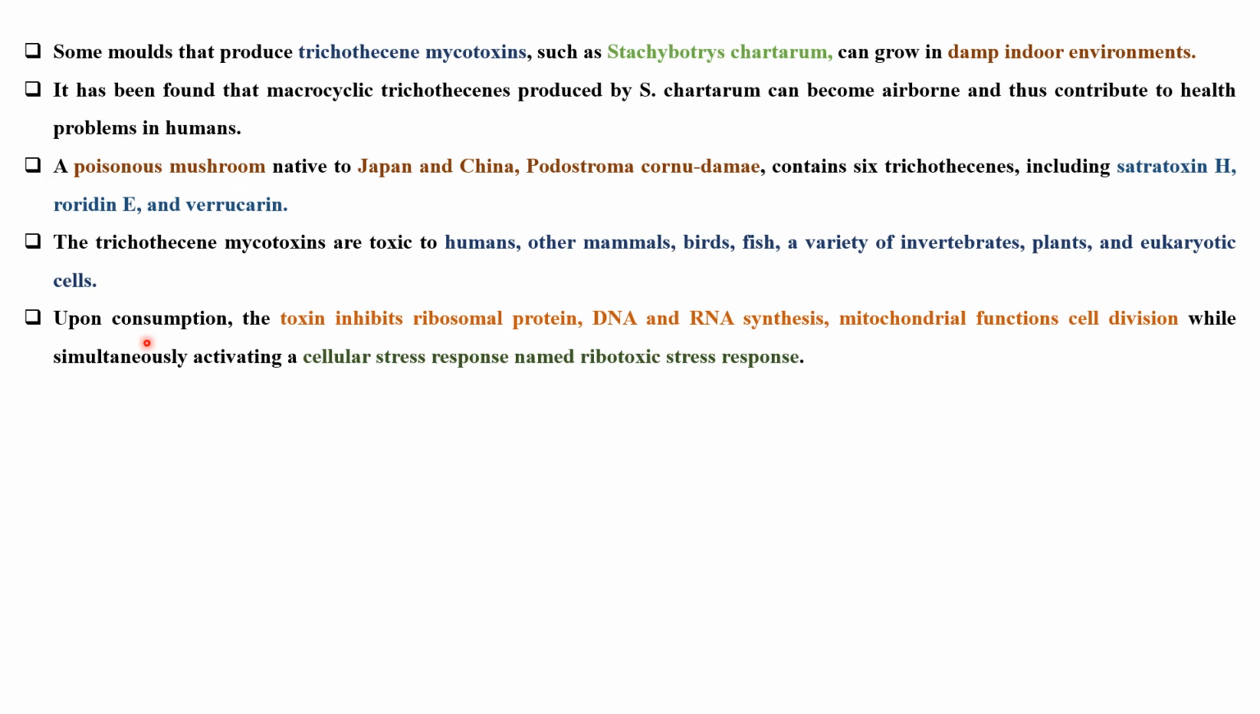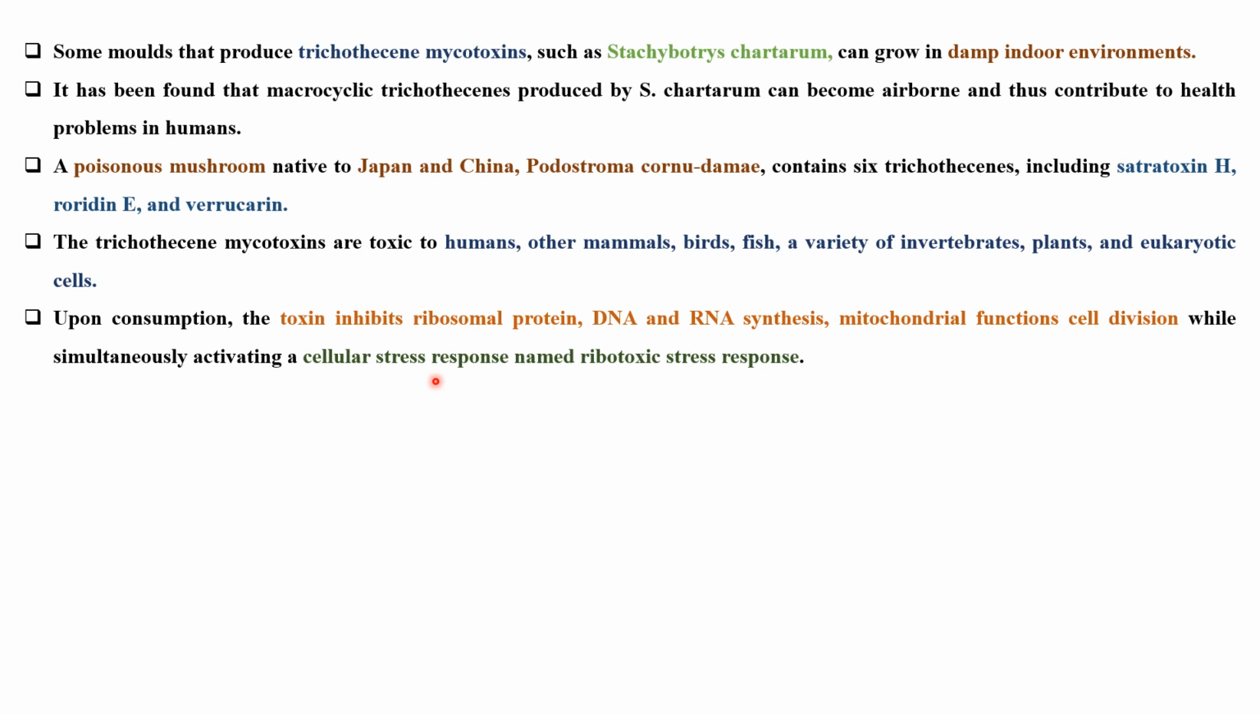Next, upon consumption, this toxin inhibits ribosomal proteins. So we have 50S and 30S ribosomal proteins, DNA and RNA synthesis. So your genetic material, its synthesis gets inhibited by these mycotoxins, as do mitochondrial function and cell division. So overall it is disrupting your cell cycle, right? While simultaneously activating a cellular stress response named the ribotoxic stress response. This is typical, the ribotoxic stress response is associated with fungal toxins or trichothecene mycotoxins.